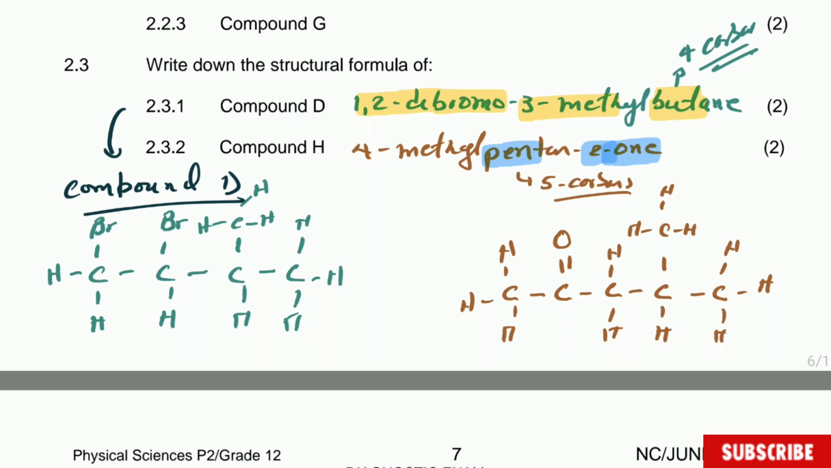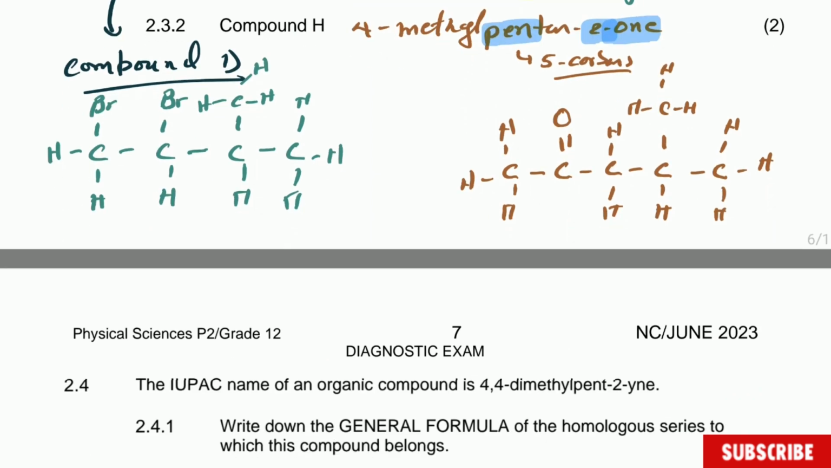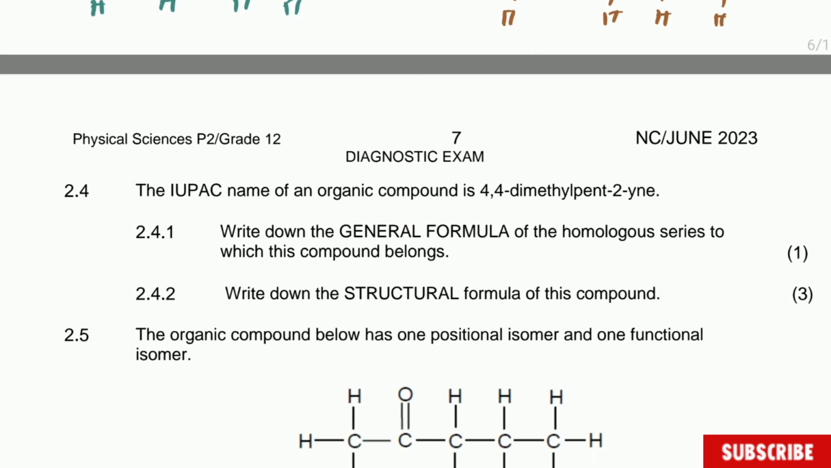I hope you understand. It's a very good question. Okay. Question 2.4. The IUPAC name of an organic compound is 4, 4 dimethyl pent-2-yne. Now we're looking for a -yne, which in other words is an alkyne. And the first question says, write the general formula of the homologous series to which this compound belongs. So nothing to say, you have to learn those general formulas by heart. We did practice a lot in this question. So it's CnH2n minus 2.